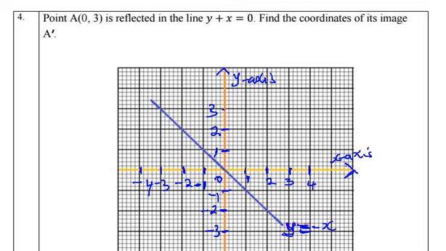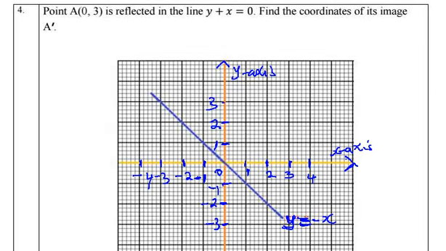Let's go to question 4. I have a point that I need to reflect in the line y plus x is equal to 0. Does this line look to be a tough one? No, this line is the same as the line y is equal to minus x.